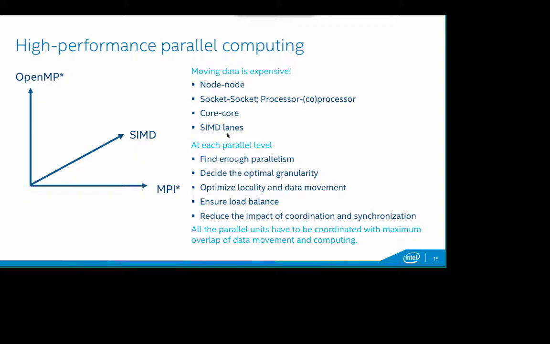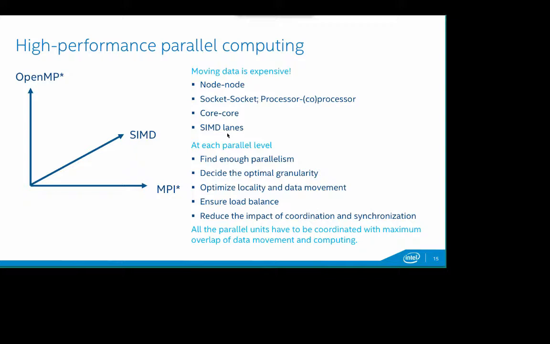The essential part of high-performance parallel computing is actually the data. Moving data is expensive in any situation. It's much more expensive between nodes than between cores, and even between socket to socket and coprocessor to processor. And of course, the fastest is SIMD. At each level, there is a time scale involved with the data movement and the cost. We have to think about that.